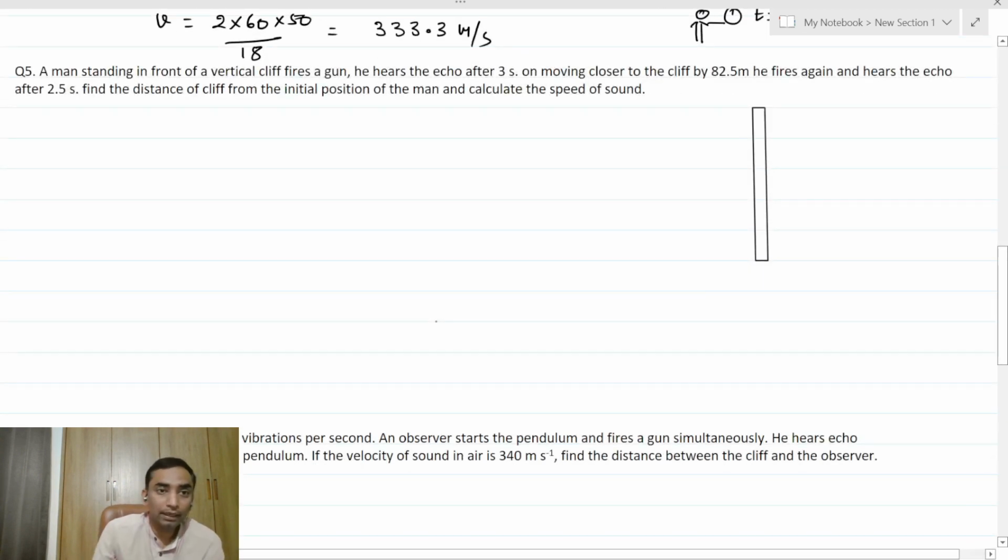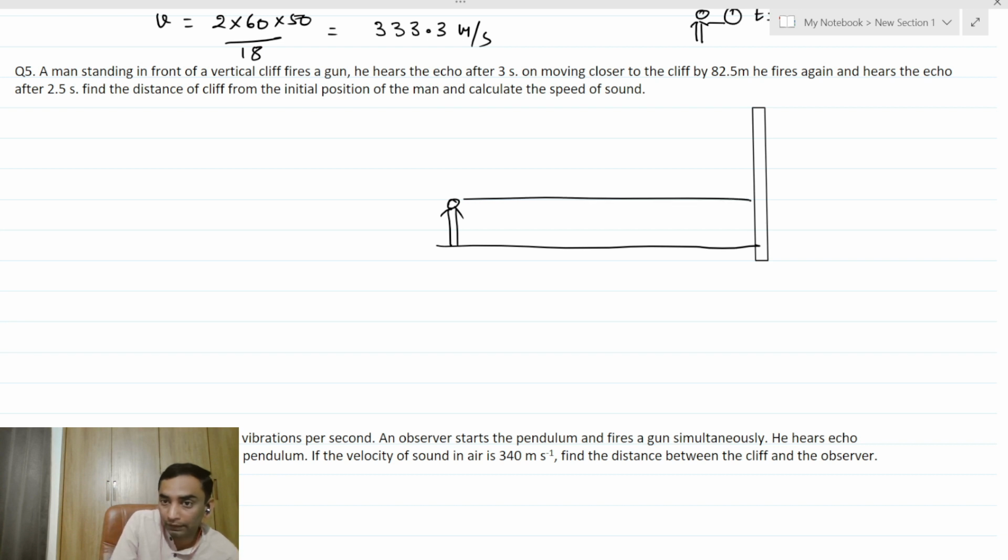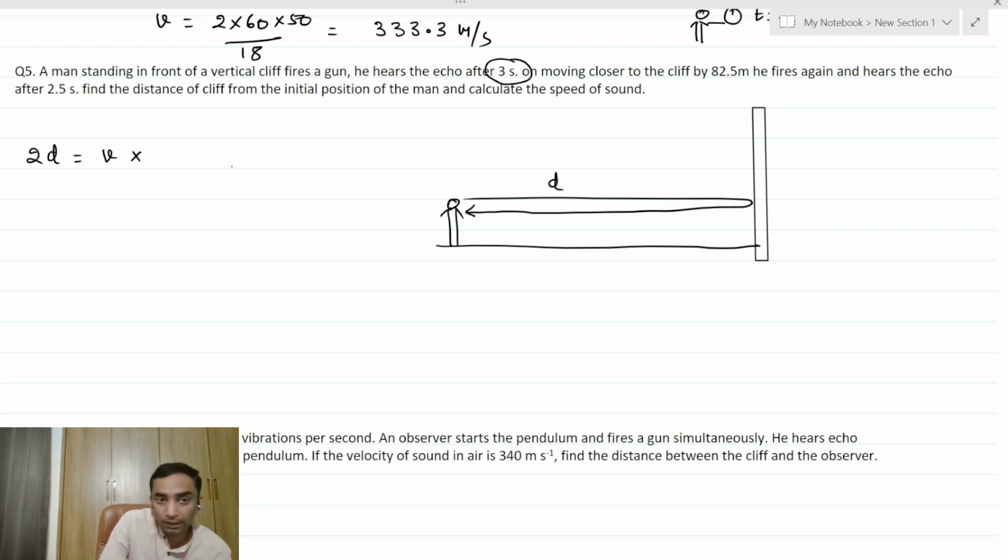Okay. Now a man standing in front of a vertical cliff fires a gun. So here he's standing and he is firing a gun. The moment he fires a gun, the sound will travel like this, and again it is going to get reflected and come back. Correct? So he hears the echo after 3 seconds. So if I assume the distance to be d, then twice the distance d is equal to speed multiplied by time, and the time taken by this entire sound wave is given as 3 seconds.